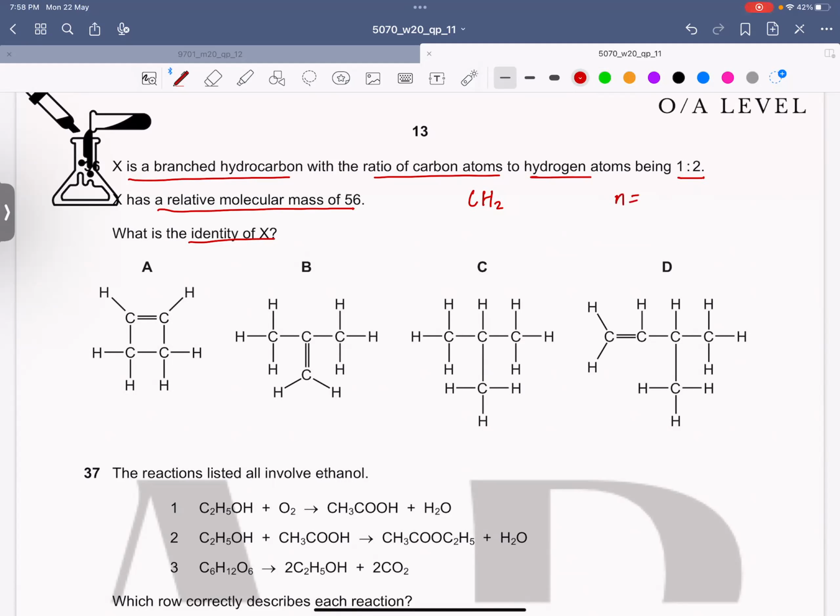So if I go for the value of n, which is the Mr divided by empirical formula mass, 56 over 12 plus 2, 14. So can anybody divide and tell me the answer? 4.